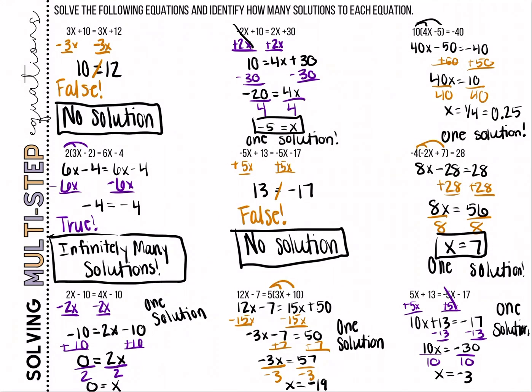So remember, if you get x equals a number, or whatever the variable is equals a number, that means it's one solution. If you get a false statement, that means it's no solution. And if you get a true statement, that is infinitely many solutions.